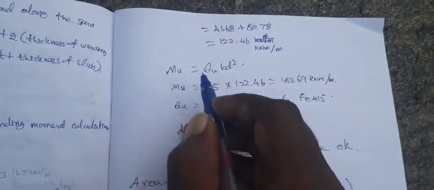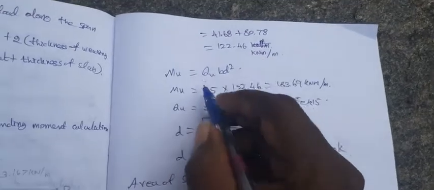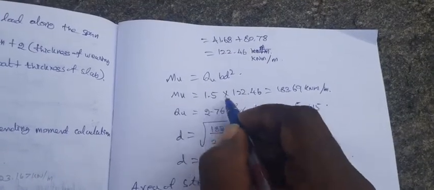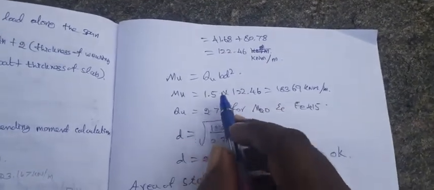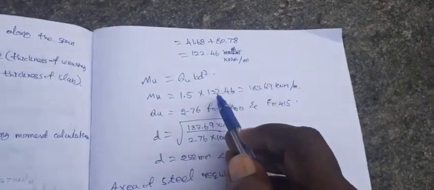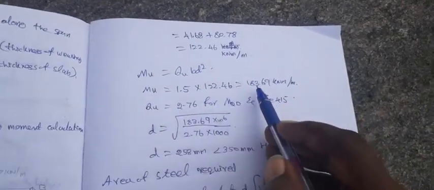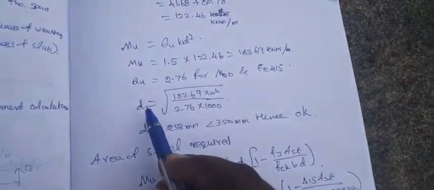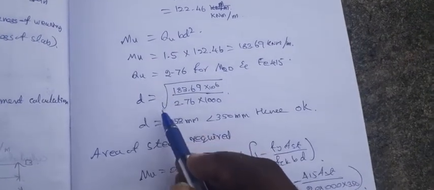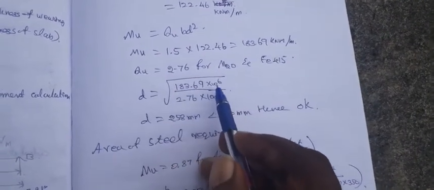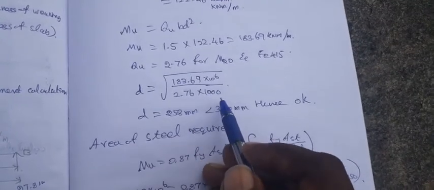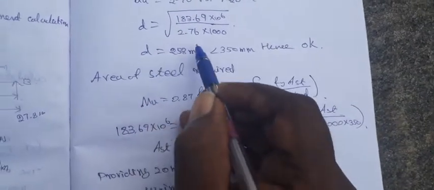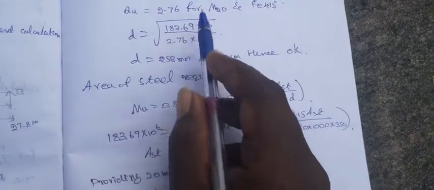From IRC designs we know the ultimate moment is Q U B D square. So Mu is the ultimate moment, always having a factor of safety of 1.5. So 1.5 into 122.46 gives 183.69 kilonewton meter per meter as the ultimate moment. So D is root of 183.69 into 10 power 6 divided by 2.76 into 1000. So D is 258 mm.